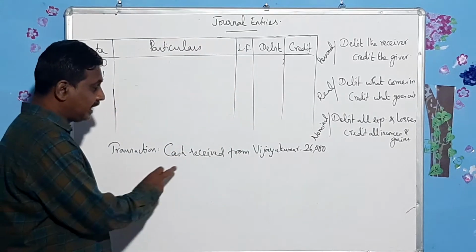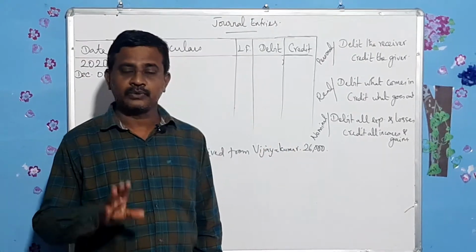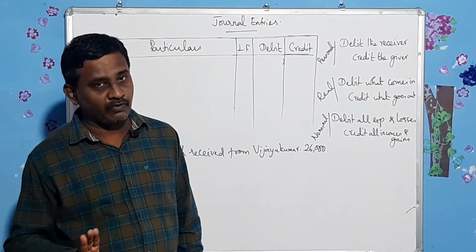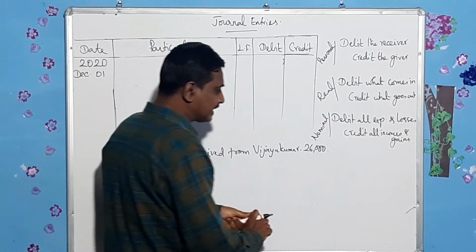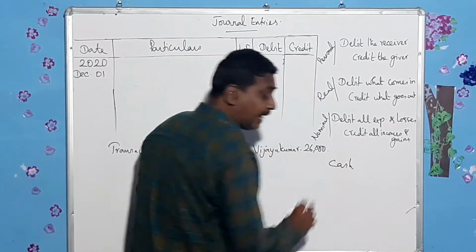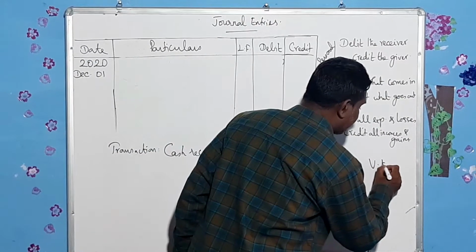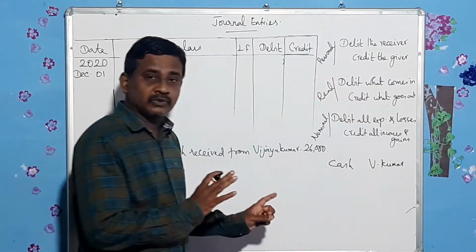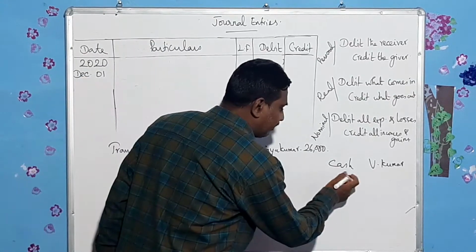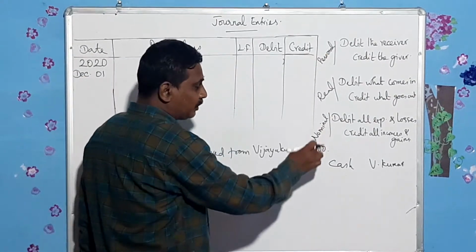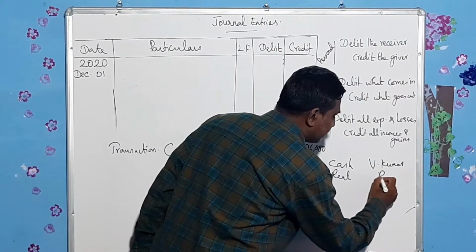See the transaction. Cash received from Vijay Kumar 26,000. I have already told you that you have to identify the accounts involved. Here, cash is received, so one account is cash. And another one is Vijay Kumar, who gives that money. So we have to write Vijay Kumar. These are the two accounts involved in this transaction. Have you got it? Now, you have to identify which account each belongs to. Cash belongs to real account and Vijay Kumar is personal.